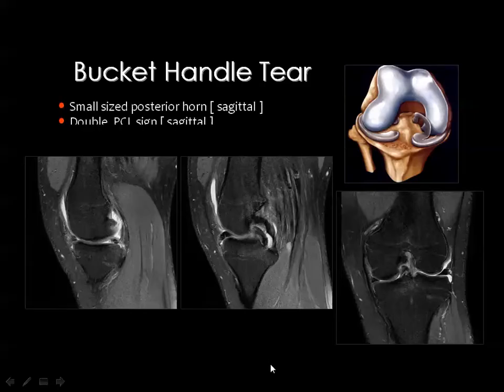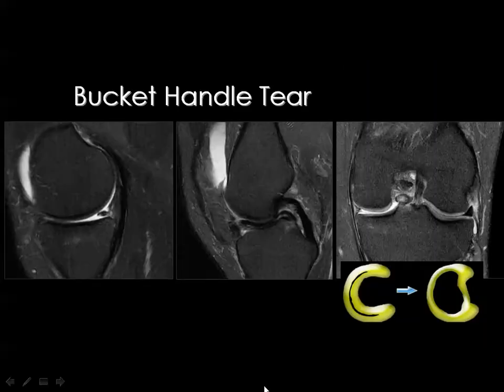Then you have the three signs of bucket handle tear. Number one, a small sized posterior horn of the medial meniscus, which is seen in the sagittal image; the double PCL sign, which is also seen in the sagittal image; and the medially displaced fragment, which is seen in the coronal image. Then you can see here, this is the posterior horn of the medial meniscus, which is small.